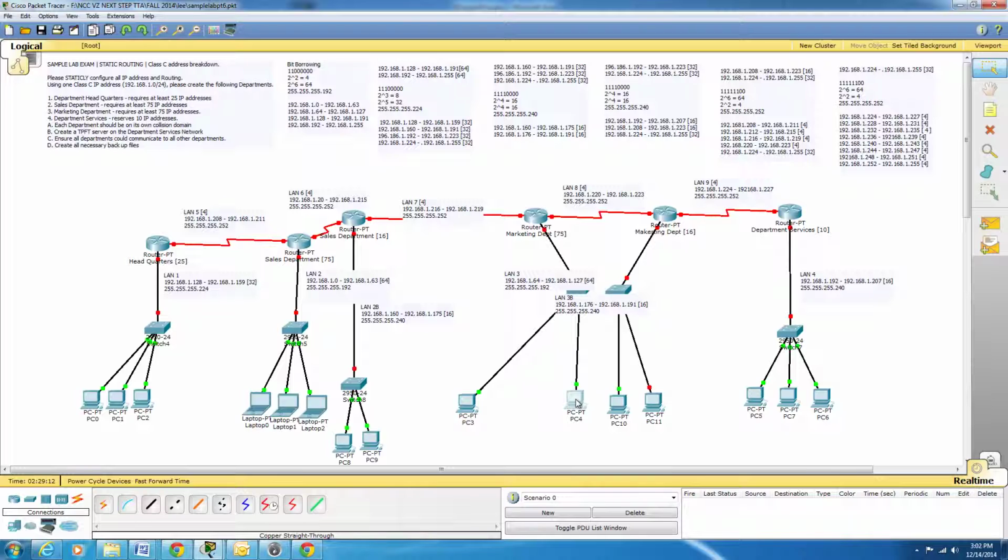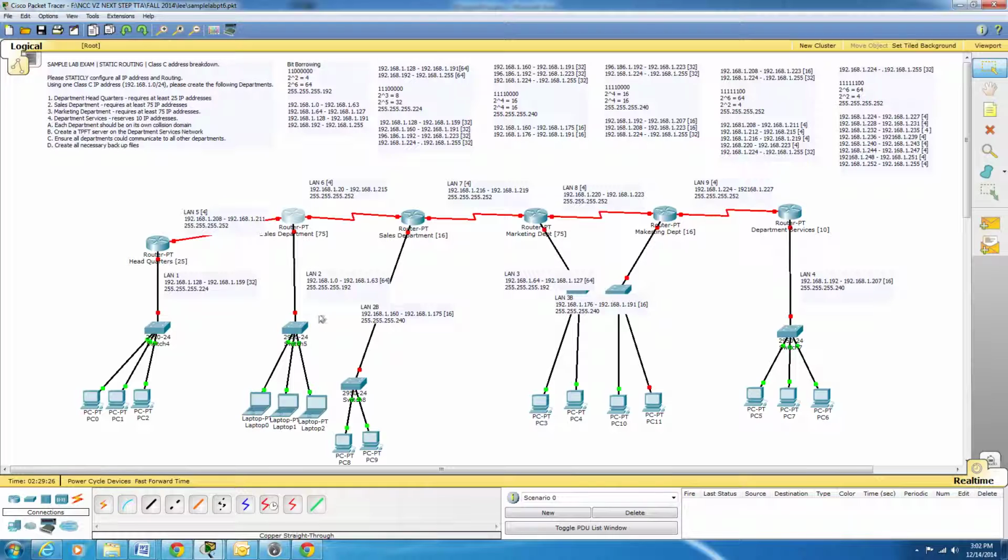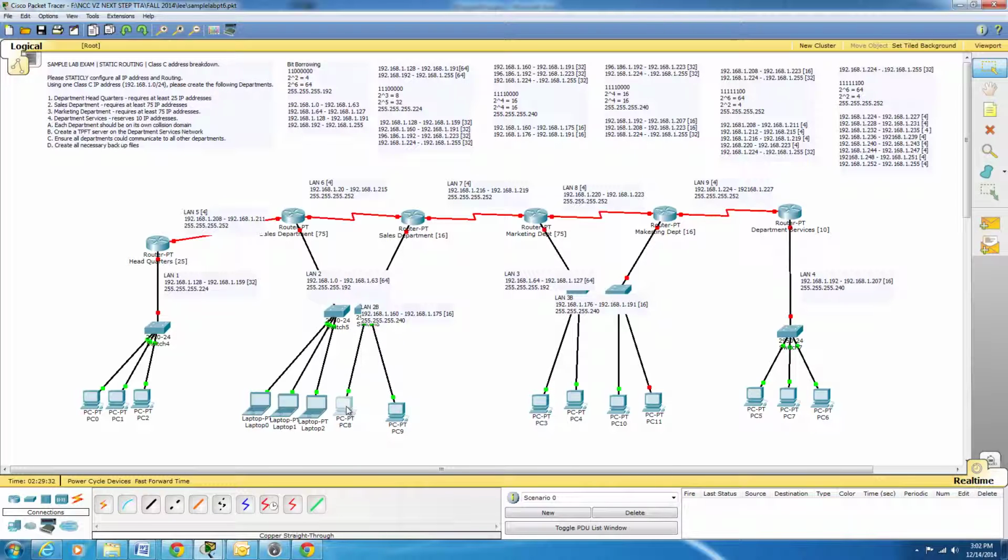All in the same department, that's cool. This LAN is also bringing in these two routers. Same over here. These two routers are tied into these two LANs, which are connected to these PCs, which are connected to this LAN over here, which is connected to this PC. Okay, so hopefully that's a little clearer.